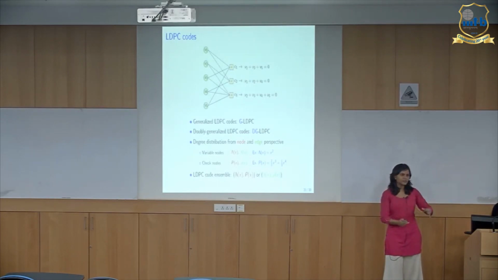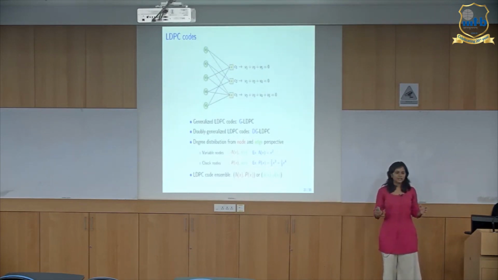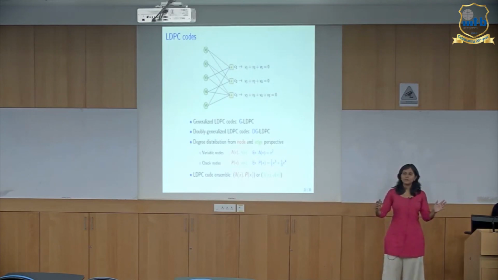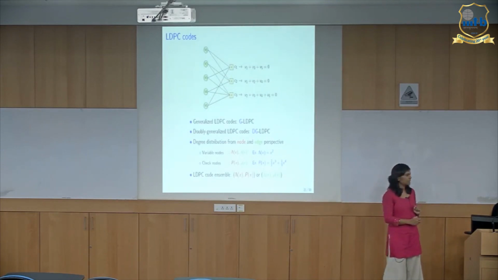Here the lengths of the codes can be different, but what they have in common is that they have the same degree distribution pair. And typically when we say that we have an ensemble, we talk about the properties of this ensemble, not about a particular code taken out from this ensemble or collection.